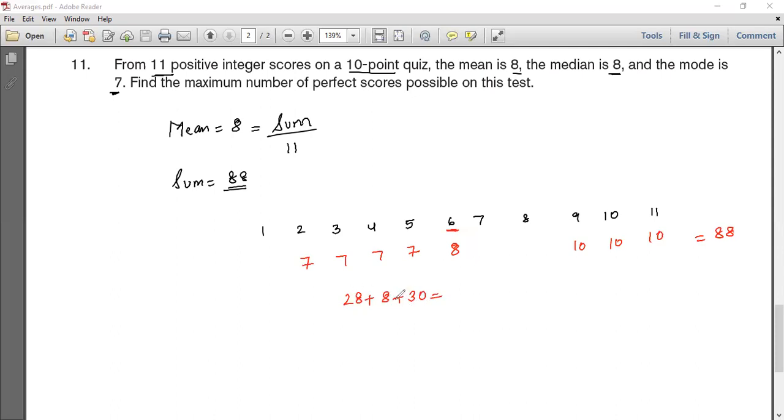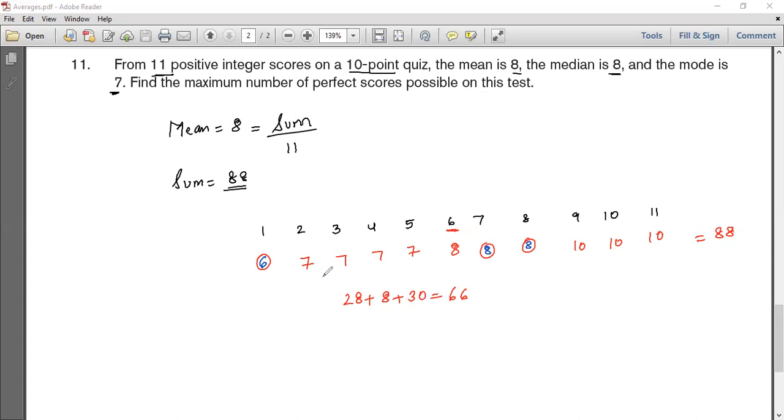So this is 8 plus 8, 16. So 36 plus 30 is 66, right? And we have a total of 88. So I need to fill in values for this, and this, so that they add up to 22. So the way we are going to do this is, let's put a 6 here, and let's just put an 8 and an 8. So 8 plus 8 is 16, 16 plus 6 is 22. So now if we add all of these values, we're going to get 88.